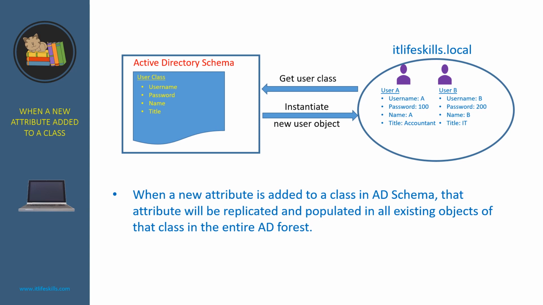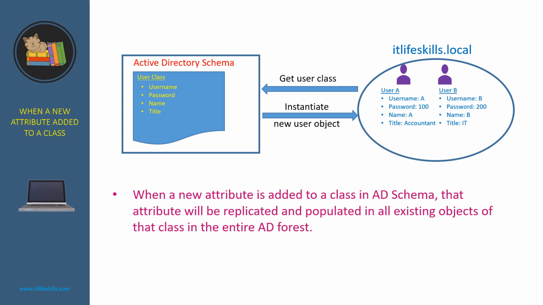What happens when a new attribute is added to a class? When a new attribute is added to a class in Active Directory schema, that attribute will be replicated and populated in all existing objects of that class in the entire AD forest.